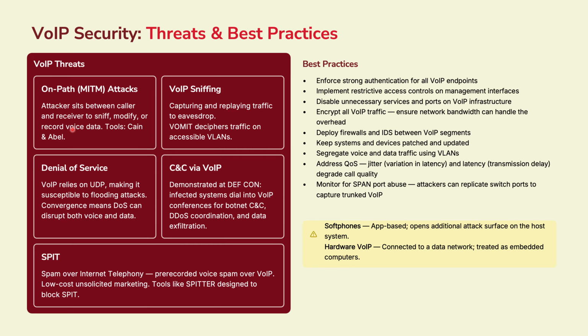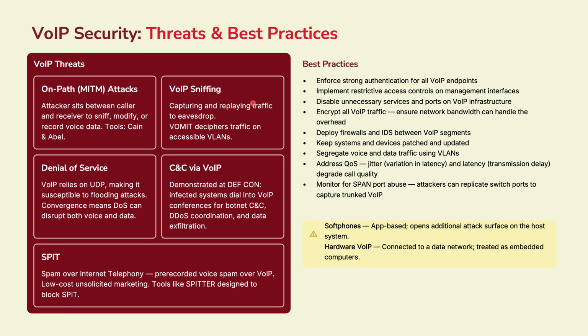This segregation also addresses QoS, quality of service requirements, like jitter. Jitter means a variation in transmission latency, and latency means delay in packet delivery, which can cause packet loss and degraded call quality. VLAN prioritization helps mitigate that.